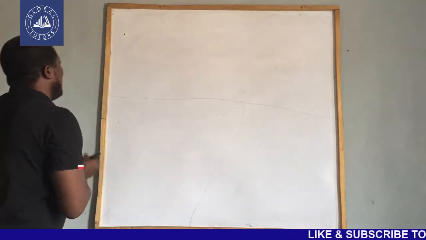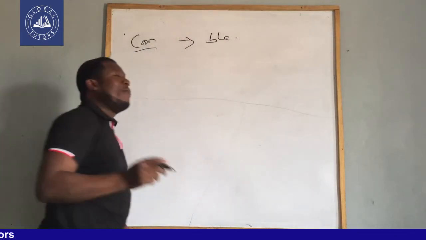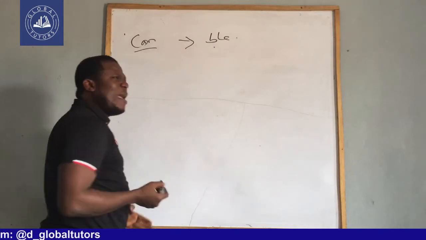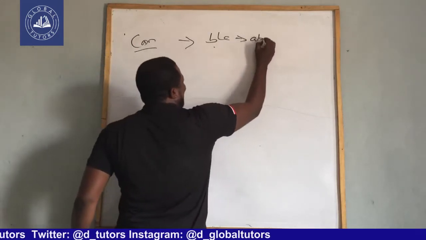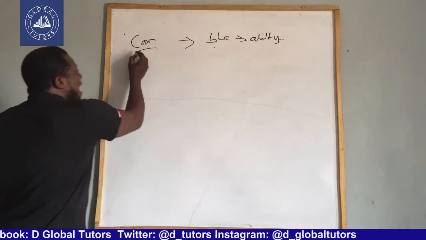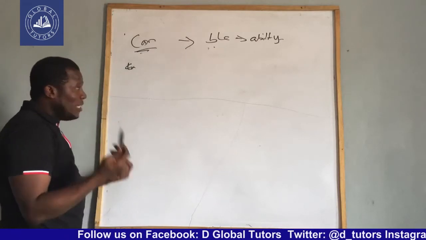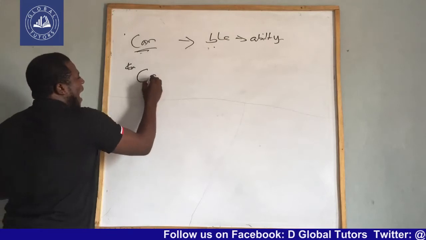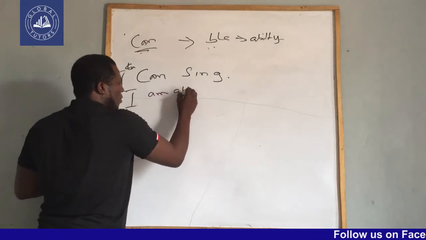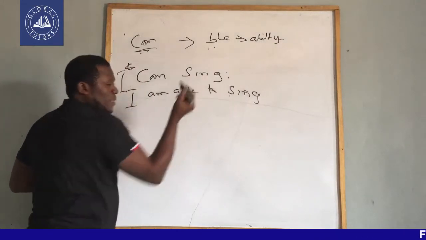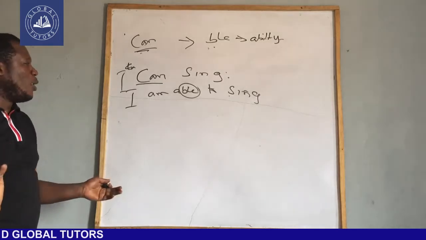Now, another correction is the use of "can" and any word that has "ble". Let me prove to you. This "ble" is also a suffix, and what it talks about is ability or potency. "Can" also shows ability, which means both have the same functional element. So if I say, I can sing, and I say, I am able to sing, I have said the same thing. Therefore, "can" replaces "ble".